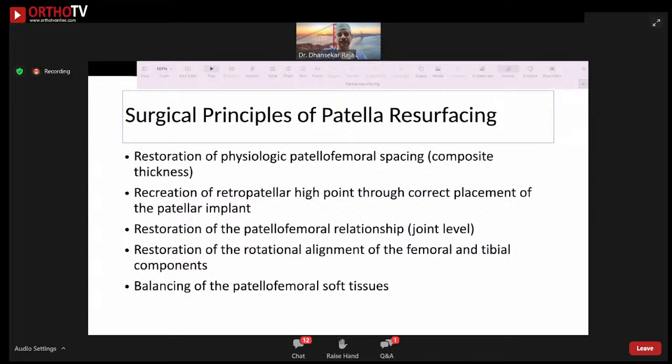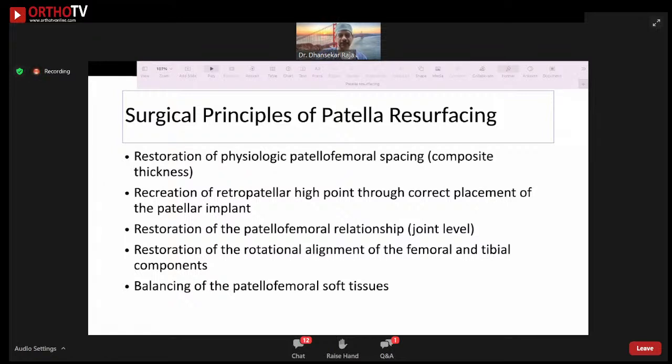First is restoration of physiologic patellofemoral spacing, composite thickness. So we should not increase or decrease the patellar thickness. If we increase, it leads to overstuffing. Decrease leads to loss of the patellar lever mechanism. Creation of a retropatellar high point through correct placement of the patellar implant. The patella is slightly oval. You need to put it slightly proximally so that the high point is maintained. Restoration of the patellofemoral relationship, joint level.